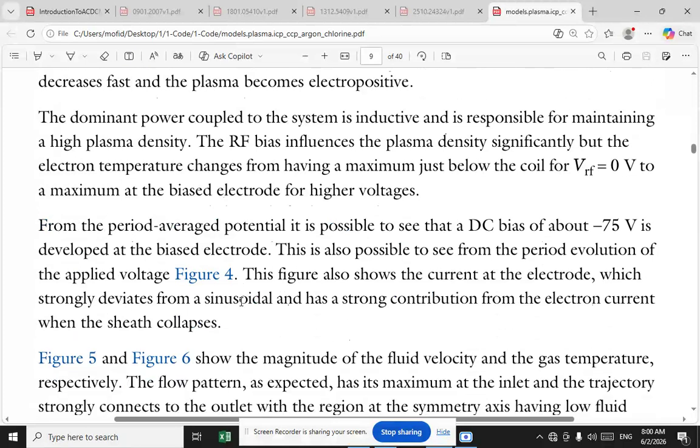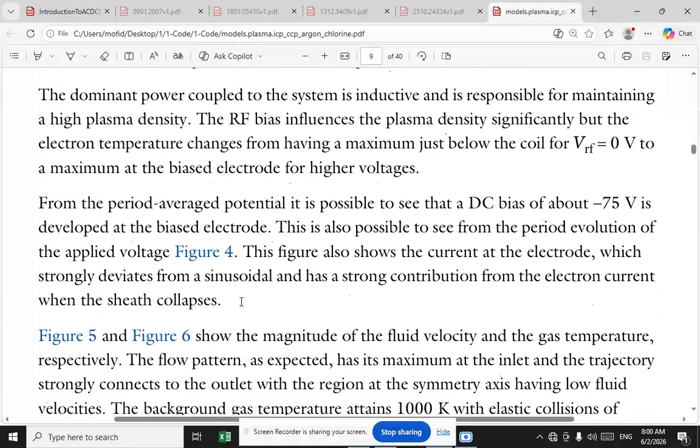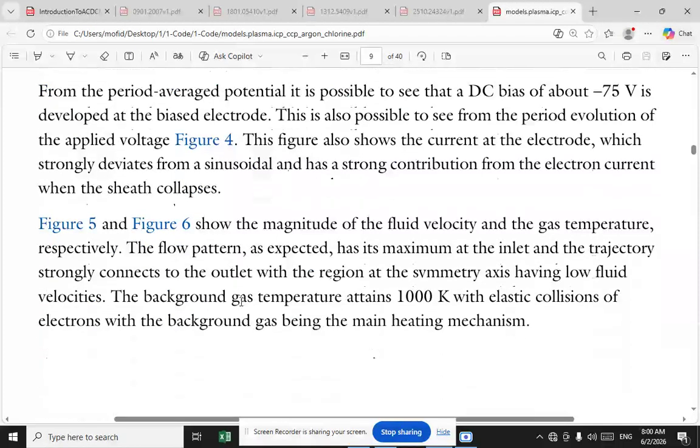The dominant power source to the system is inductive and is responsible for maintaining a high plasma density. The radio frequency bias does not influence the plasma density significantly, but the electron temperature changes from having a maximum just below the coil for radio frequency voltage equal to 0 volts to a maximum at the bias electrode for higher voltage.